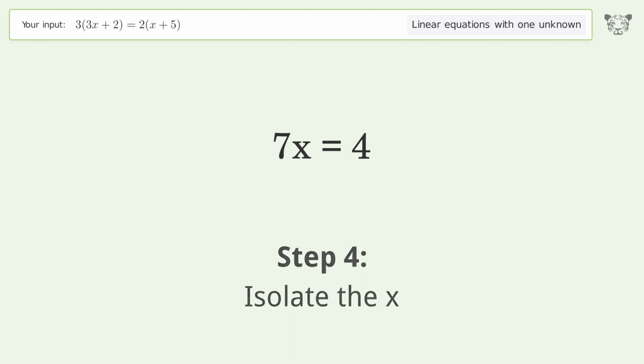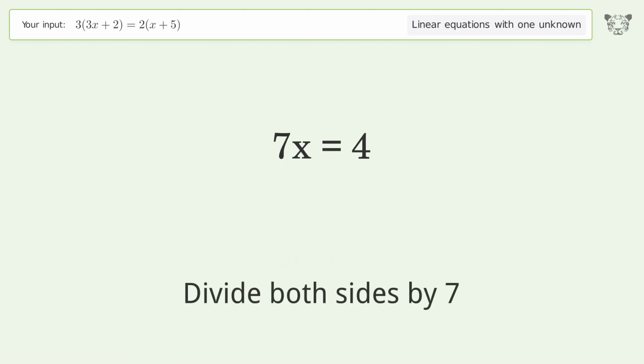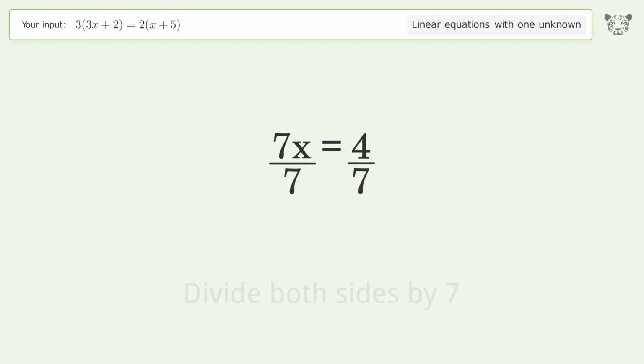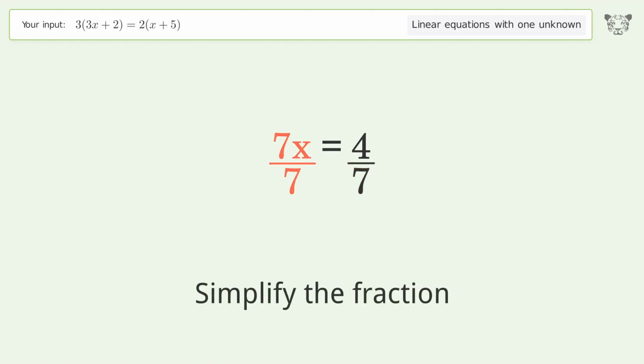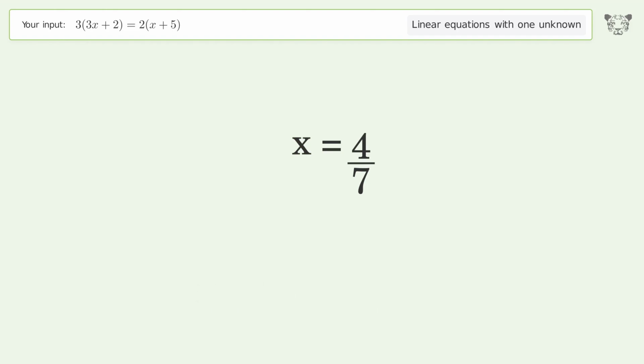Isolate the x. Divide both sides by 7. Simplify the fraction. And so the final result is x equals 4/7.